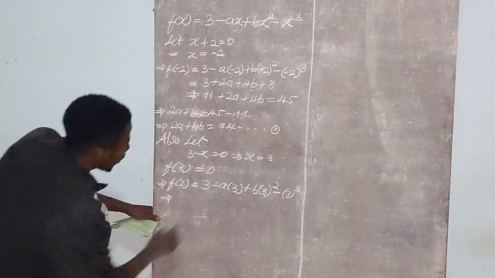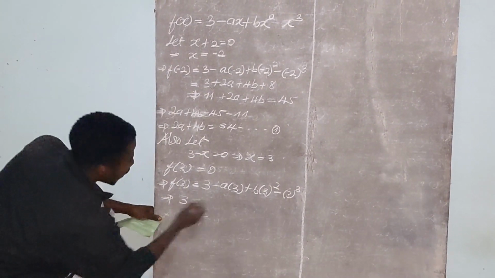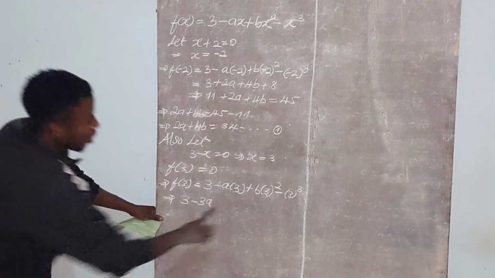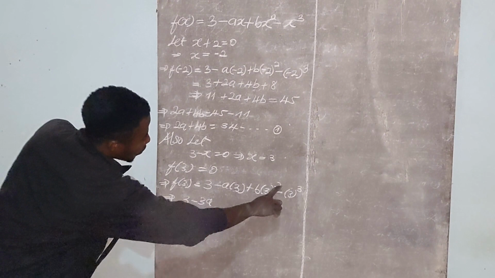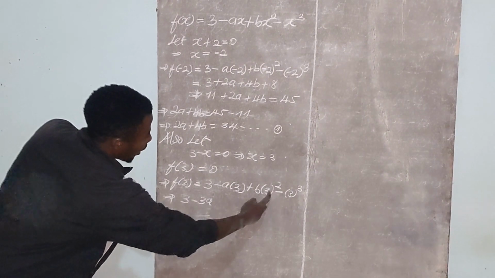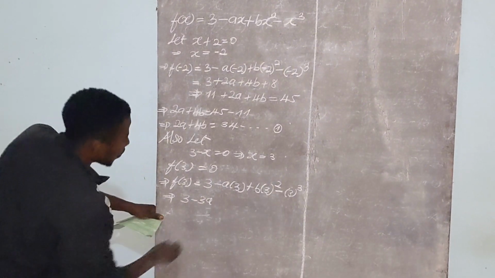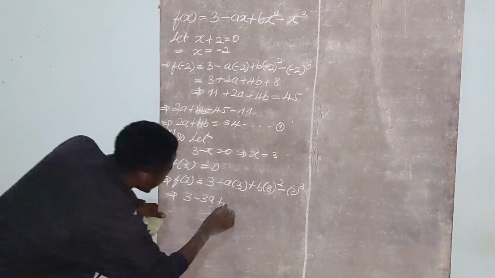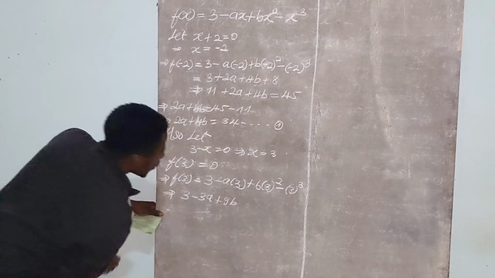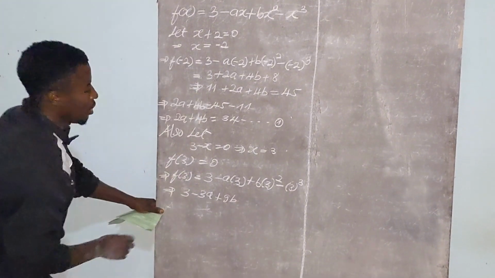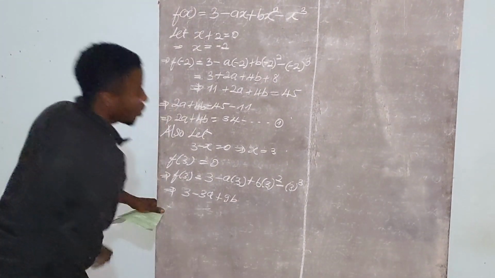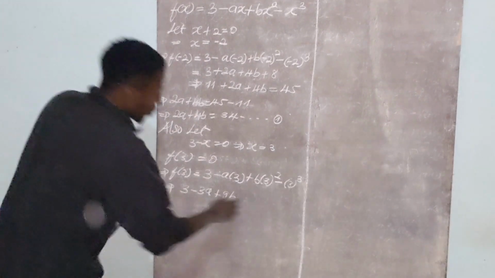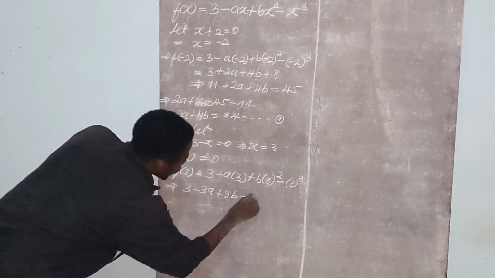So this therefore implies, let's look for this. This is 3. Now this is minus 3a. You see that 3 to the power 2 is 9. When you take 9 here, you have plus 9b. All we have left here now is minus 27, because 3 to the power 3 is 27. So when the negative comes here, it becomes minus 27.